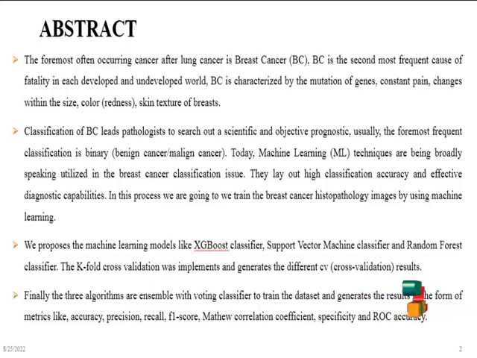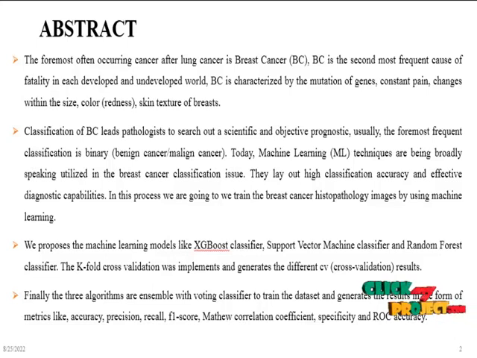Usually the most frequent classification is binary: benign cancer or malignant cancer. Today, machine learning techniques are being broadly utilized in the breast cancer classification problem. They lay out high classification accuracy and effective diagnostic capabilities. In this project, we are going to train on breast cancer histopathological images by using machine learning. We propose machine learning models like the XGBoost classifier, support vector machine classifier, and random forest classifier.